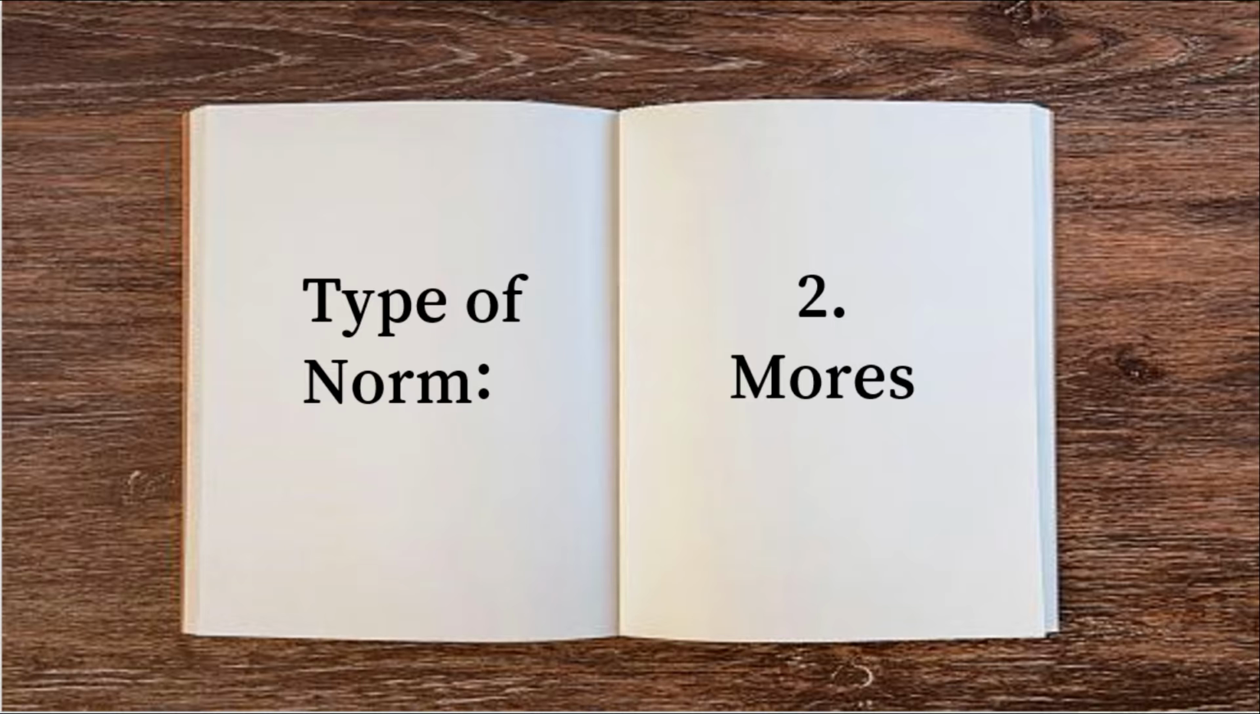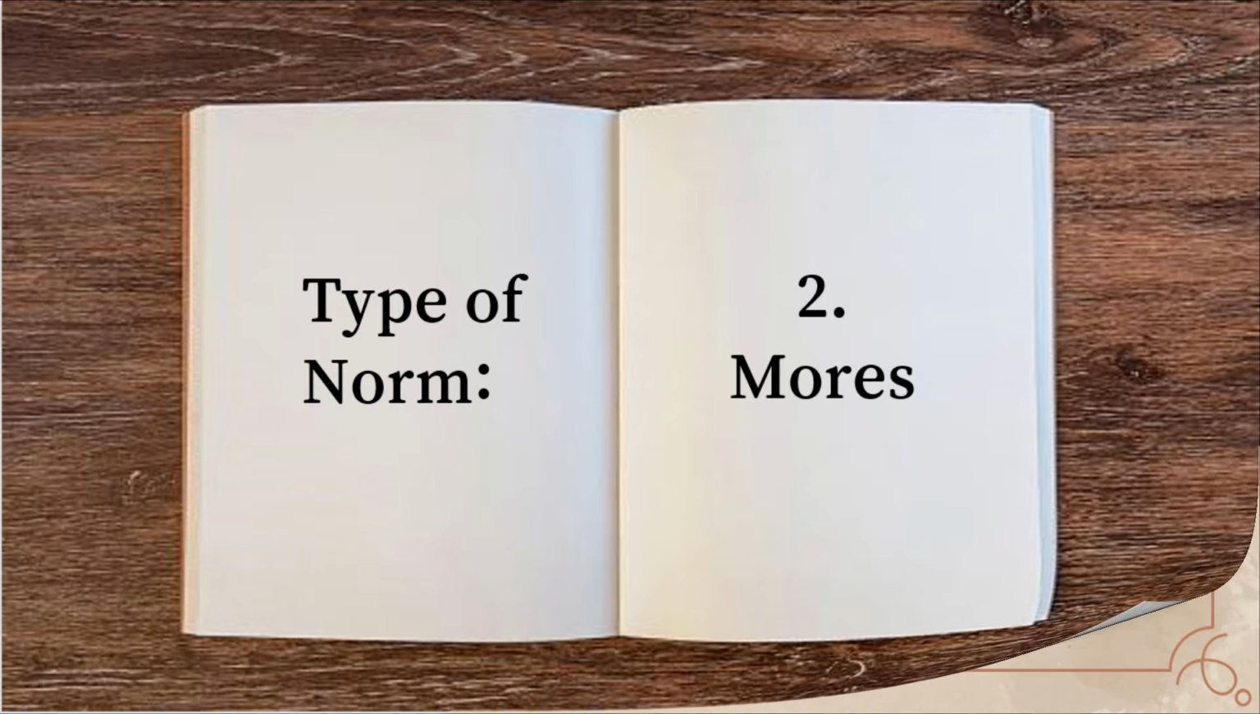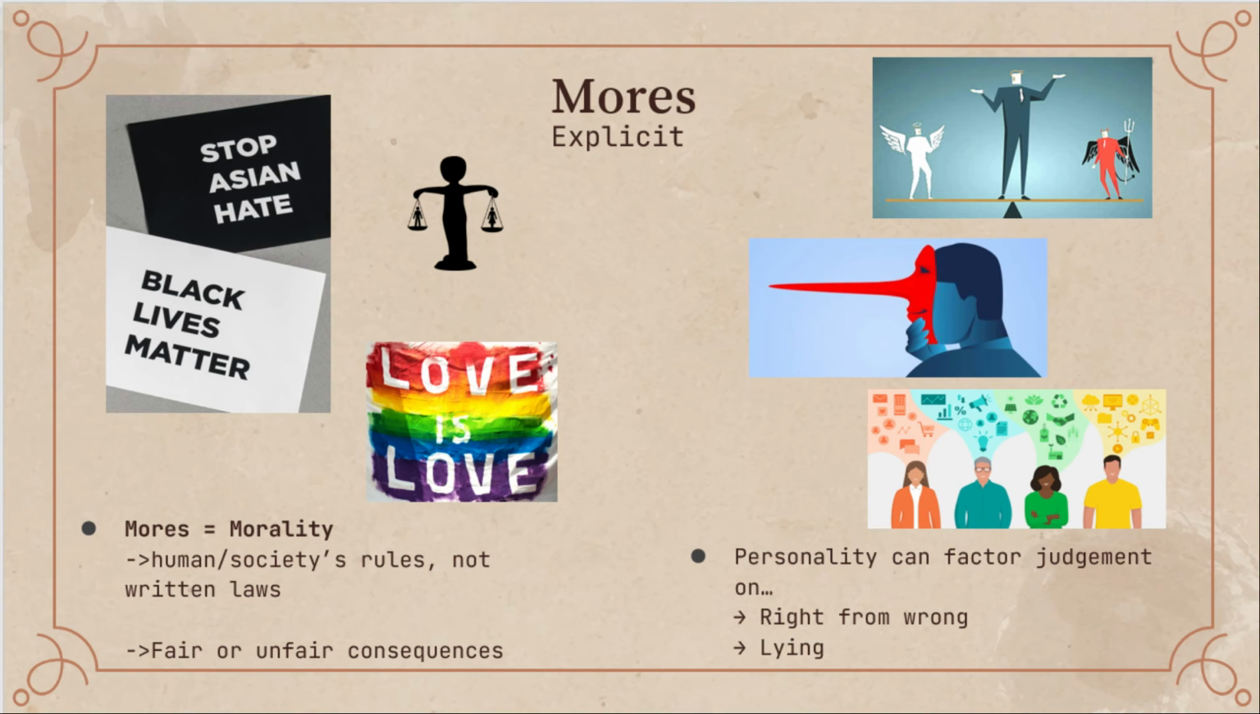Next page. We have mores, also known as morality, which are rules formed as a society, not like written laws from the government. Although there are certain consequences for certain crimes, we think discrimination is something that shouldn't need a written law for humans to know it's wrong. Respect is basic human decency. That's why we wanted to include that in this type of norm instead of the law norms later on.